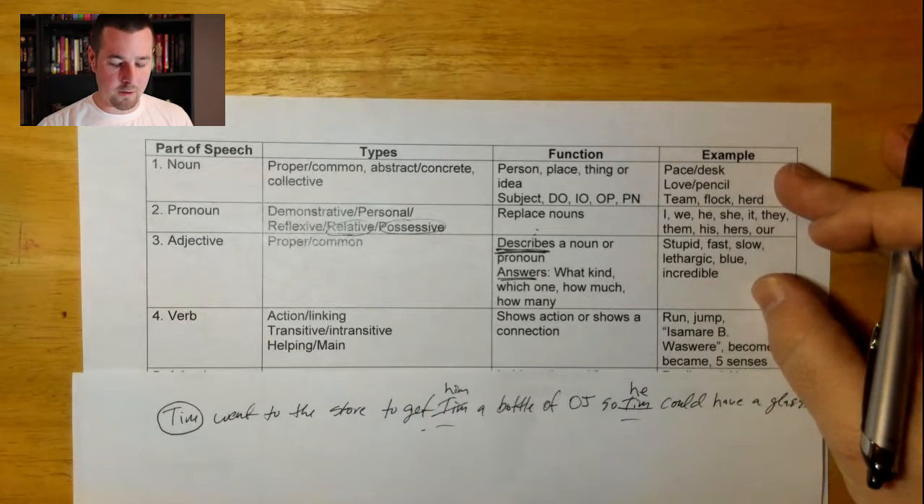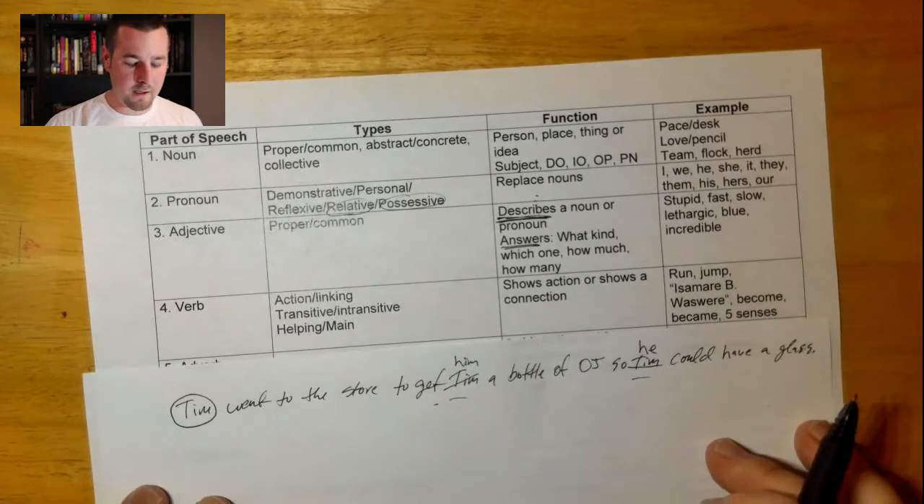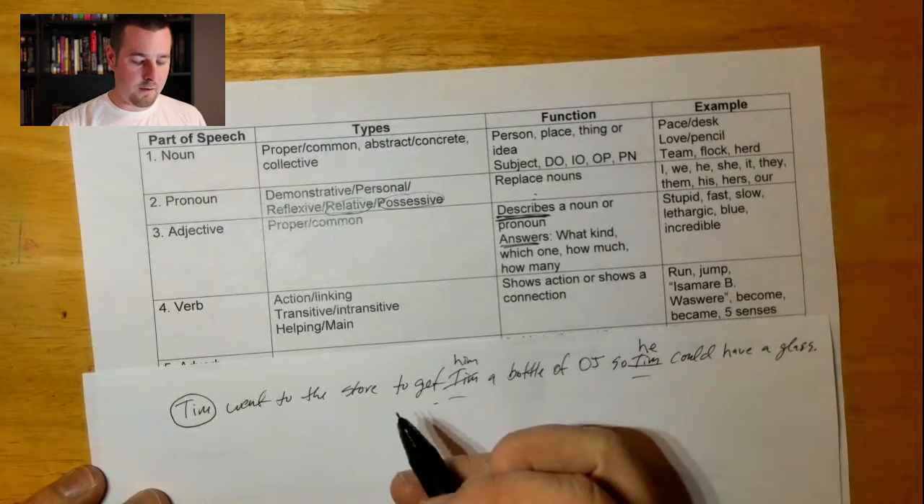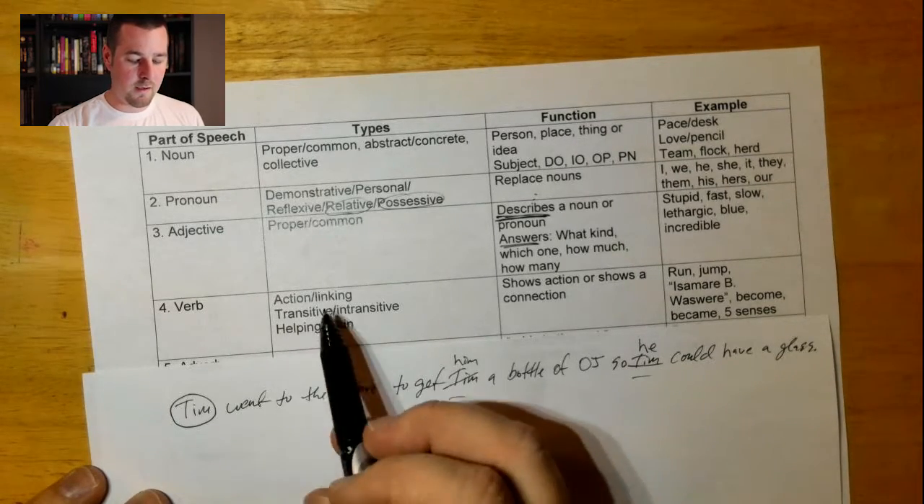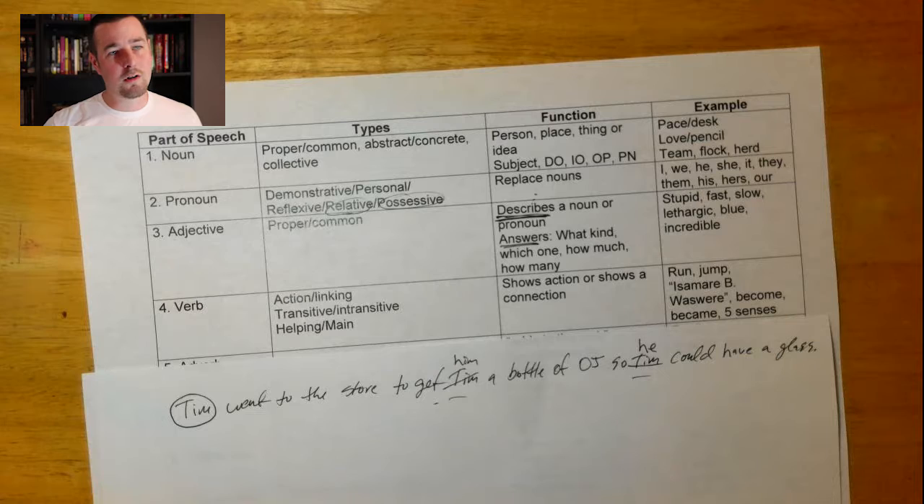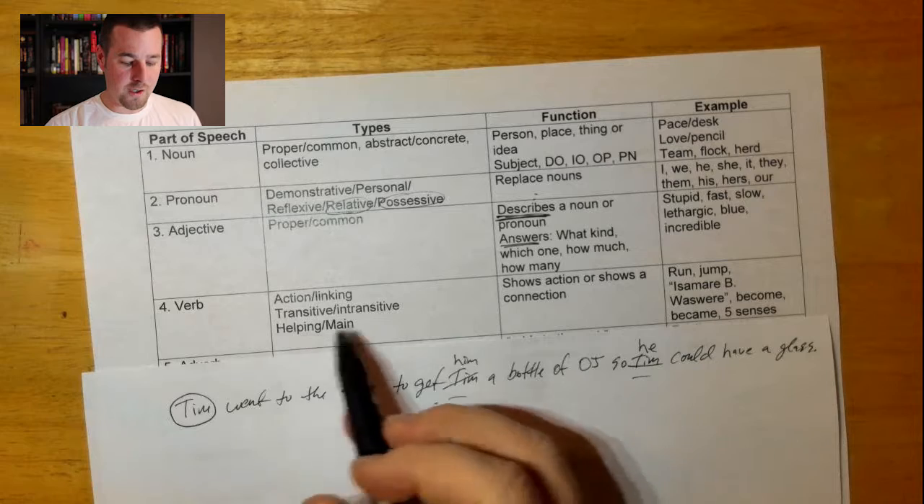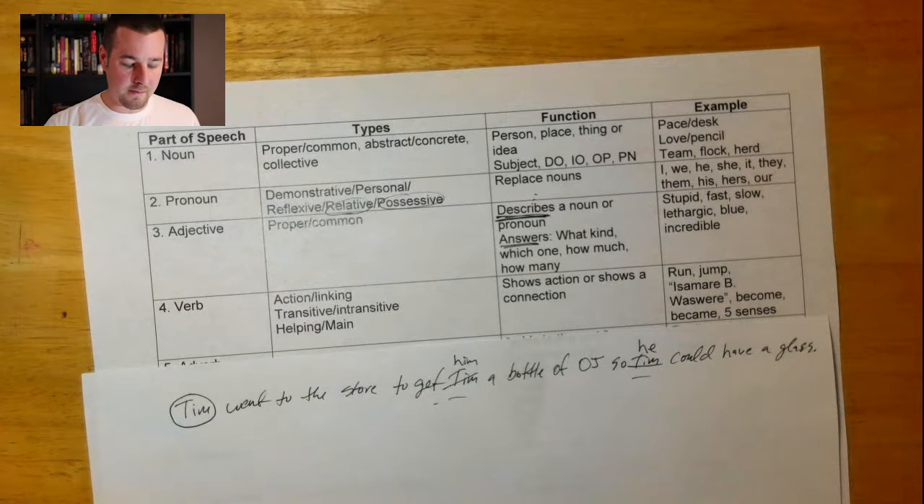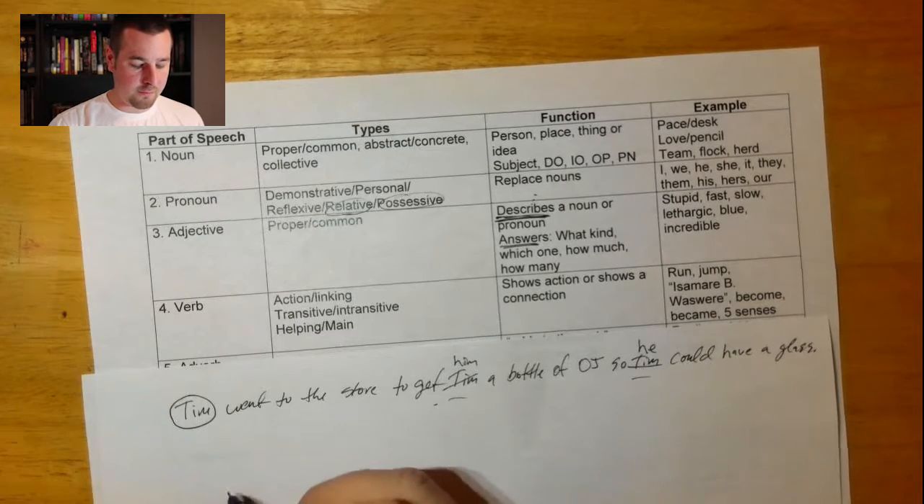All right, next up we have the verb. I'll have to hang out here for a second. All right, so the verb, action or linking. Every time that I go across a verb in a sentence, I'm going to ask the question, is it action or linking? Because as you'll see later on down the line, it's incredibly important that we know that. Transitive or intransitive, helping or main. All right, so action or linking, very simple.